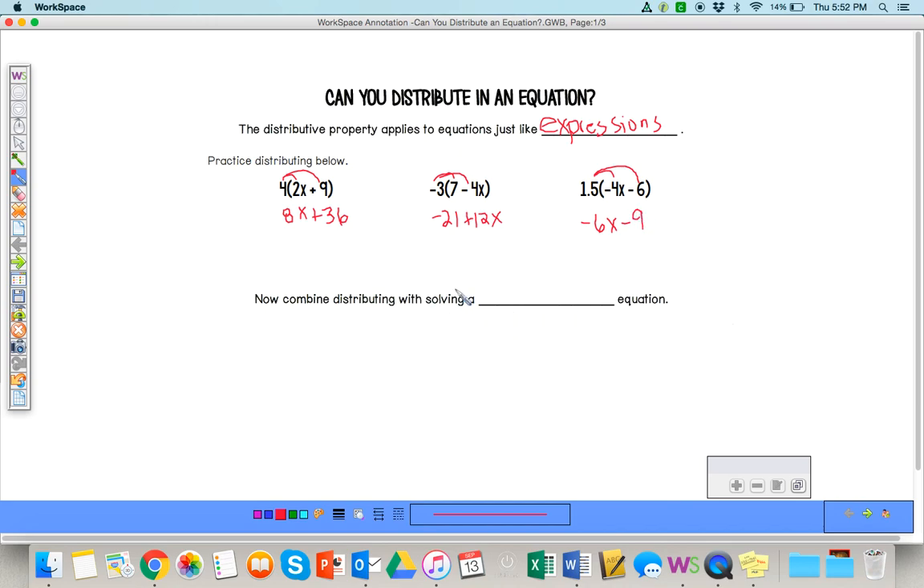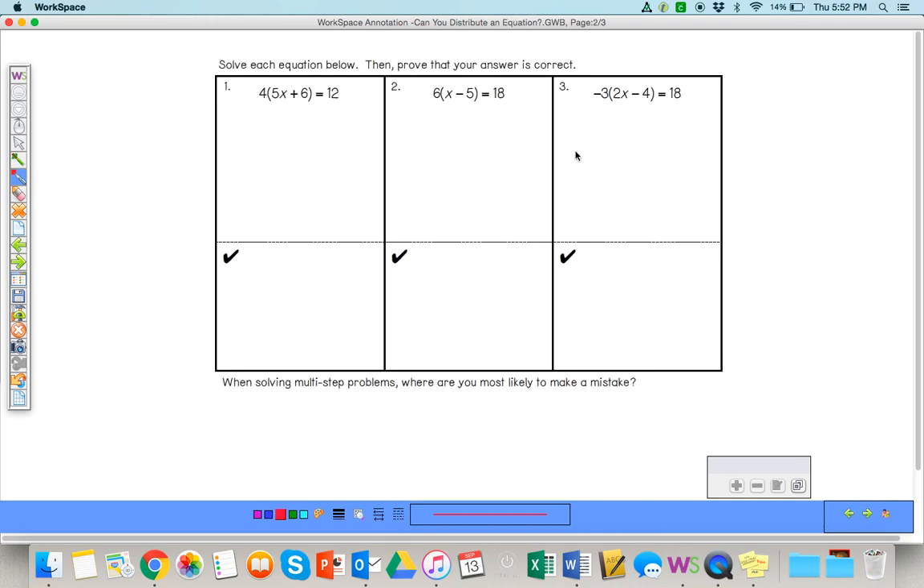So it says now combine distributing with solving a two-step equation. Okay, so the first thing that we do is we do 4 times 5x. Okay, so that gives us 20x. And 4 times 6 gives us 24. And that equals 12.